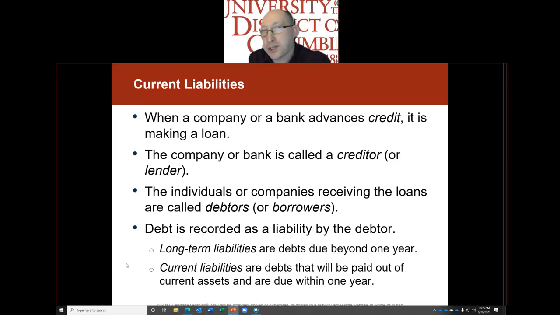Other current liabilities include things like accounts payable, payroll liabilities, taxes. These are short-term, less than 1 year.